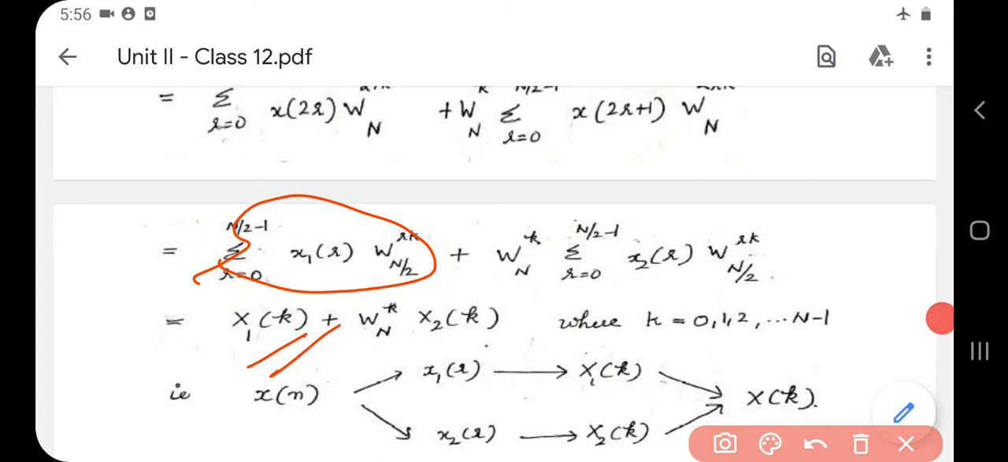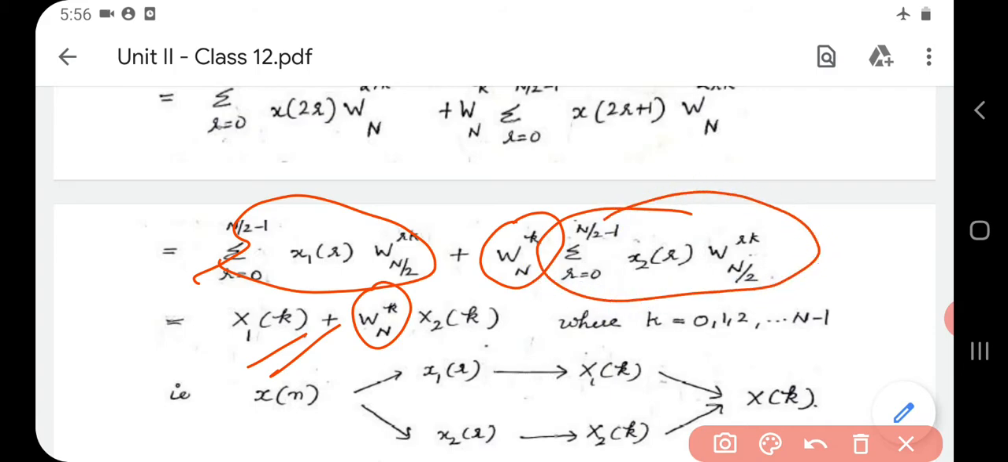x1 of k, that is the DFT of x1r, that is the DFT of the even component. And then about this one, this is written as such. And what about this? This is nothing but x2 of k, which is the DFT of the odd component x2 of r, k ranging from 0 to n minus 1.